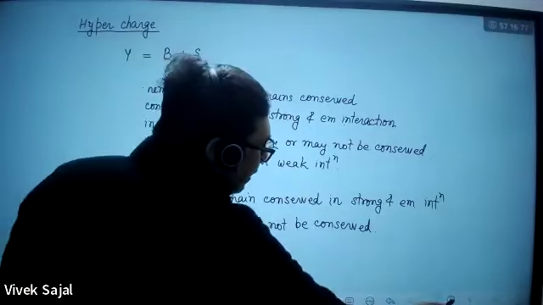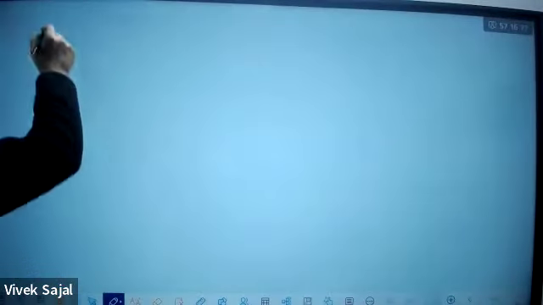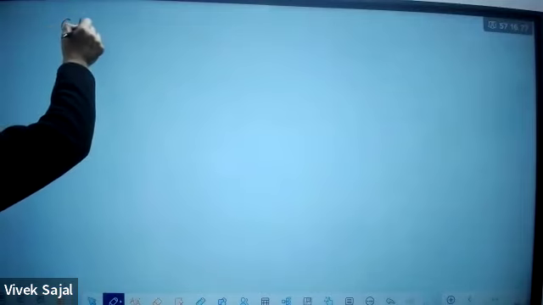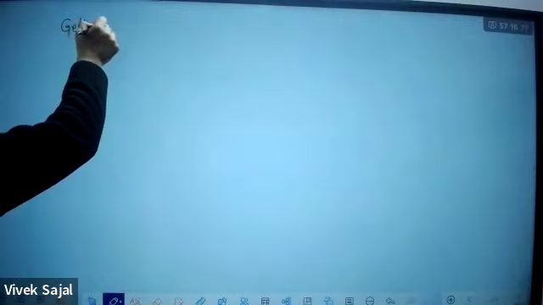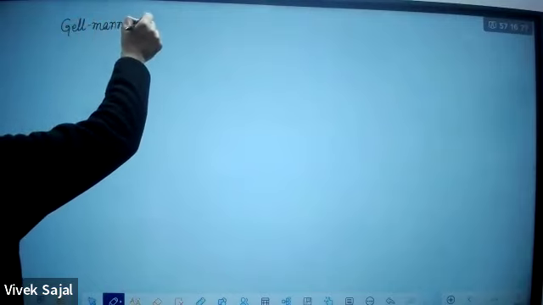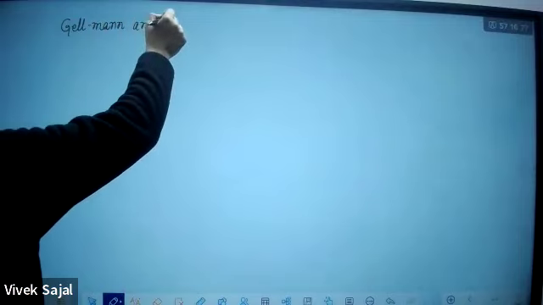Next is the Gell-Mann–Nishijima formula. Yes, beta, one second, previous. Gell-Mann and Nishijima formula.